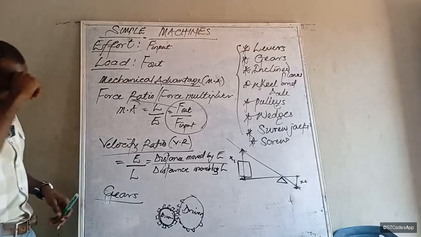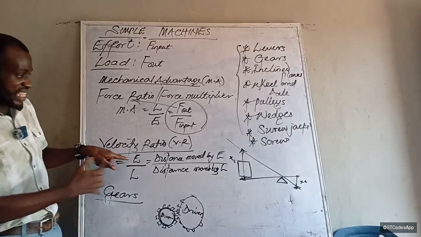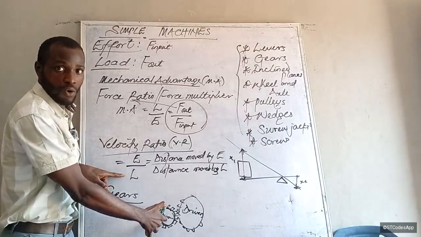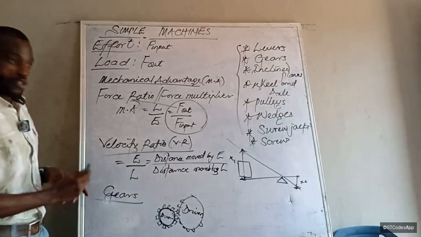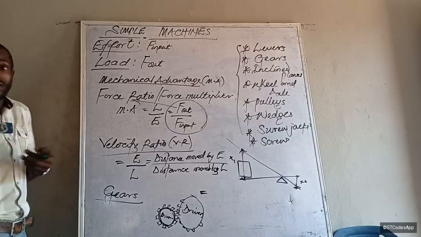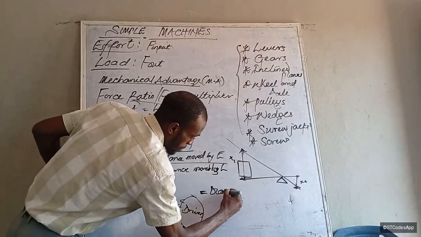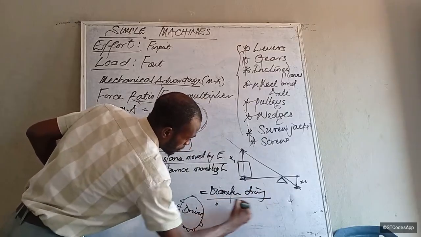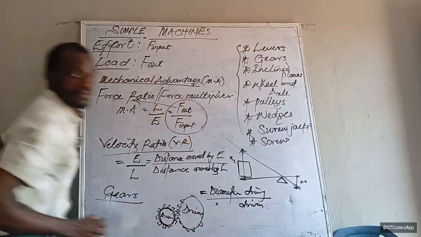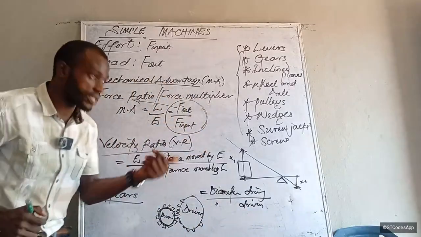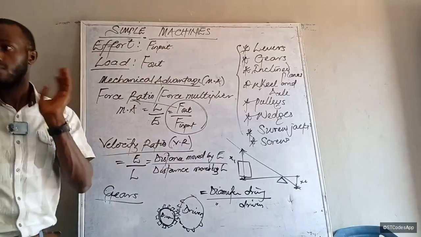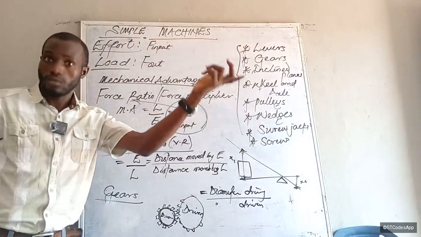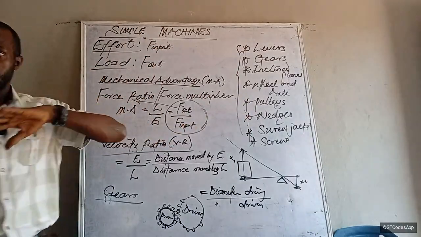Is it clear? So using the formula we talked about, the effort over the load, it will be what? Driving over driven. So if you are given diameter, you say diameter of the driving over the diameter of the driven gear. If it's radius, it will be radius of the driving over radius of the driven. If you are given the number of cycles, it will be the number of cycles of the driving over the driven. Is it correct? Alright.